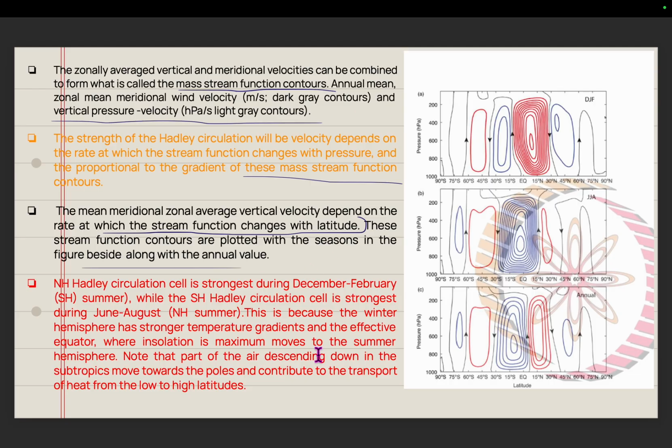There is insolation, and the effective equator, where the insolation is maximum, moves to the summer hemisphere. Note that this part of the air descending in the subtropics moves towards the pole and contributes to the transport of heat from low to high latitude.